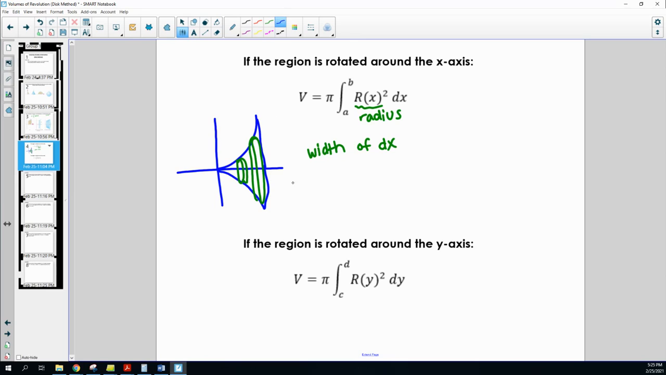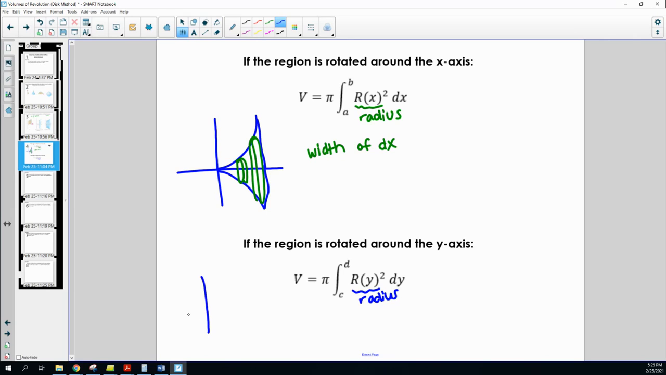x-axis. If I'm rotating it around the y-axis, the volume will be pi times the integral from c to d, which is going to be our lowest y value, and d is going to be our highest y value, of r of y squared dy. So again, this is going to be the radius, but it's going to be in terms of y.